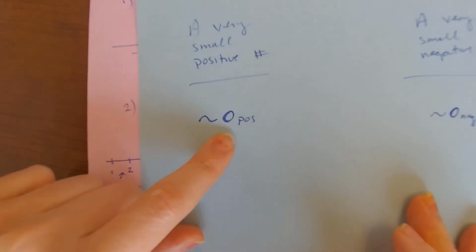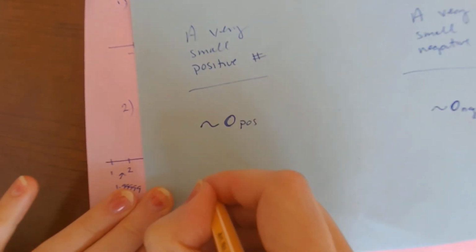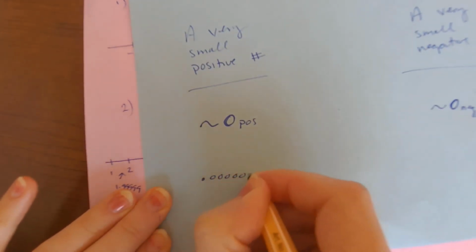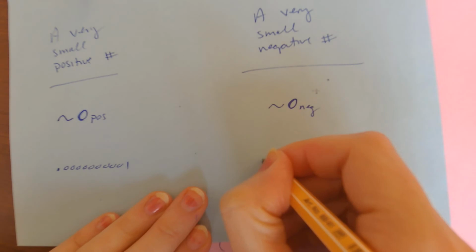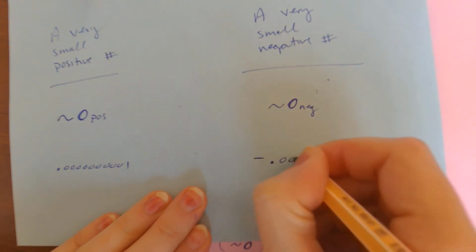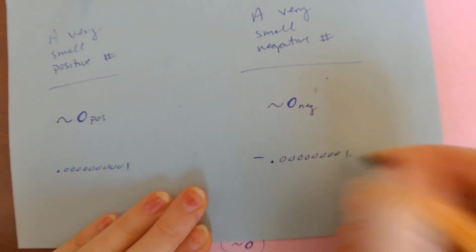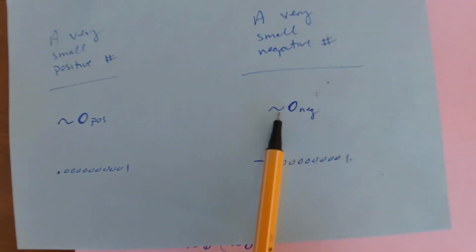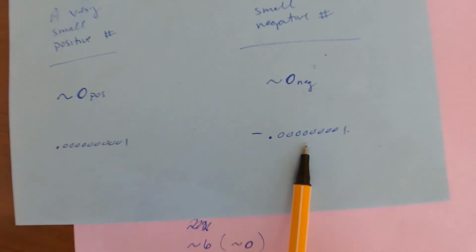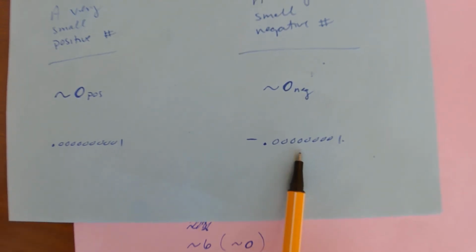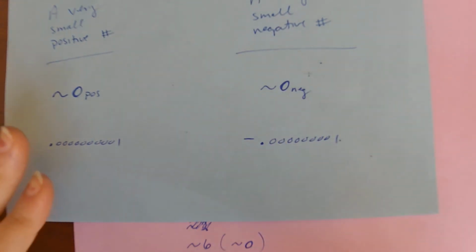An about 0 positive number would be like 0.0000000, you know, keep going, 1. And then an about 0 negative number, we're thinking like negative point, a bunch of zeros and 1. It's just a lot easier to write these instead of writing something like this, and actually even more zeros we would want if we're at about 0.